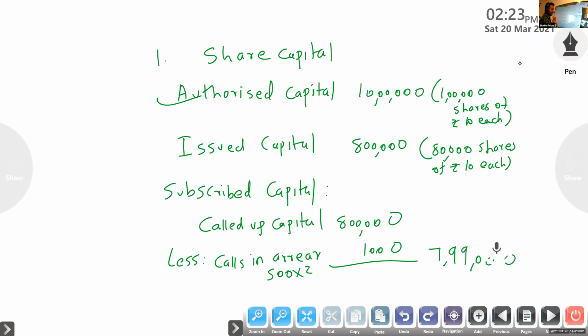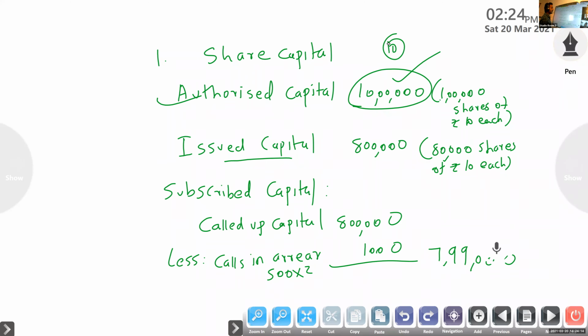Authorized capital means the maximum amount the company can raise as fund through the issue of shares from the public. Suppose it is 10 lakh, only 10 lakh we can collect from the public through the issue of shares. Clear? Then issued capital. Out of the authorized capital, how much? Suppose 10 is the face value of the share, so how many shares? 1 lakh shares of rupees 10 each, so total 10 lakh. Then we will get 10 lakh.